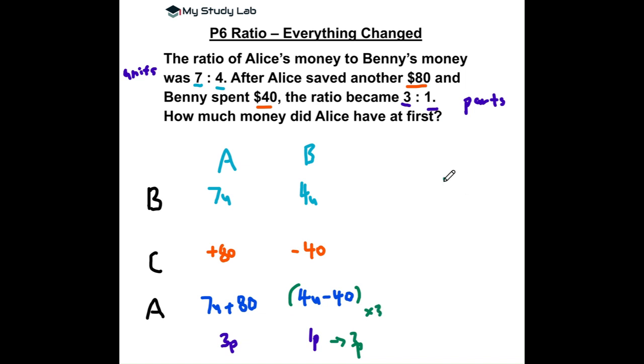So Benny will have 12U minus 120. This is for Benny and is equal to Alice 7U plus 80. Now we can solve for 1U.